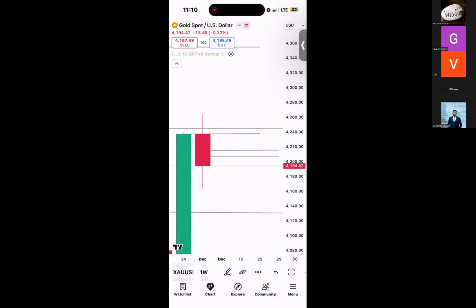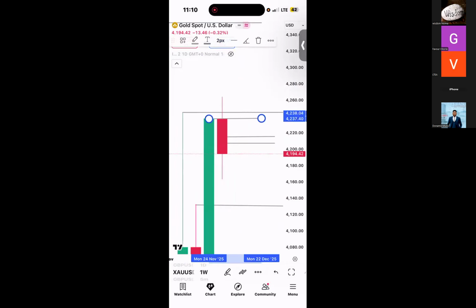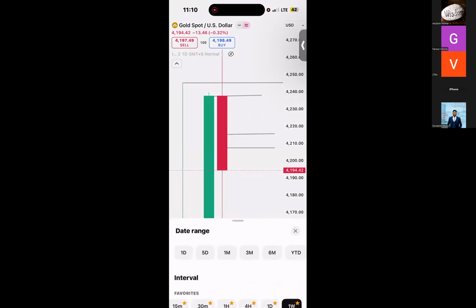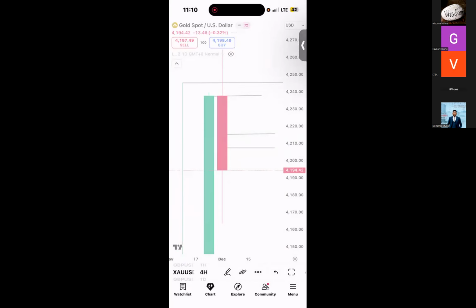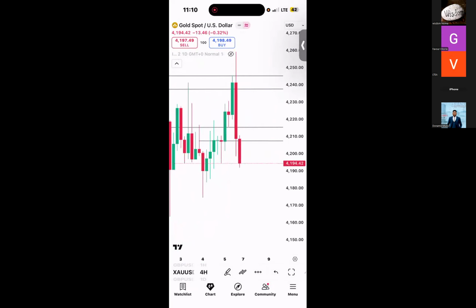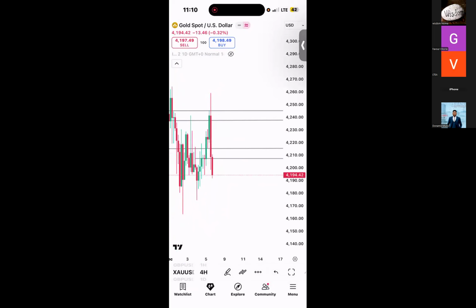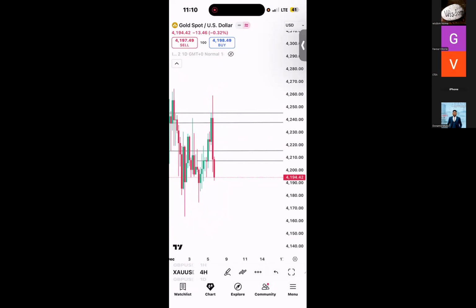Well, let me go down to the 4 hours to see what's there. There's a point of interest there. No, there's no point of interest, it's just an imbalance. Right. Yes, sir. Now look at that area. We have a fair value gap and an inverse fair value gap around that area.